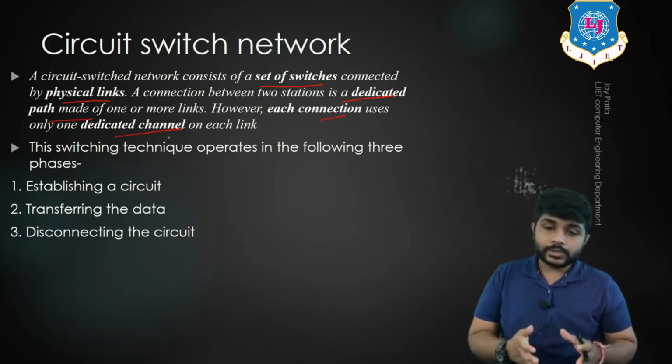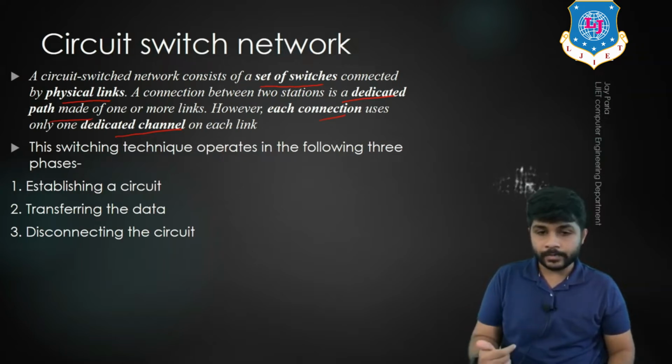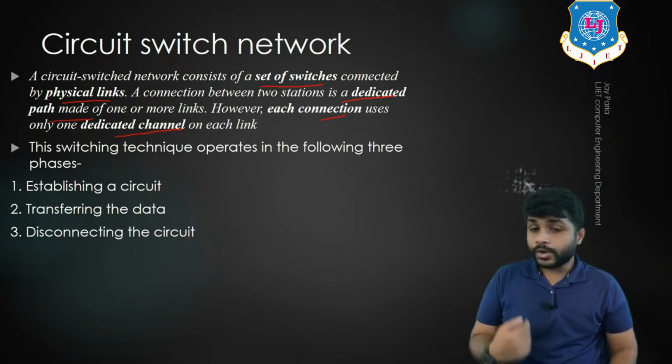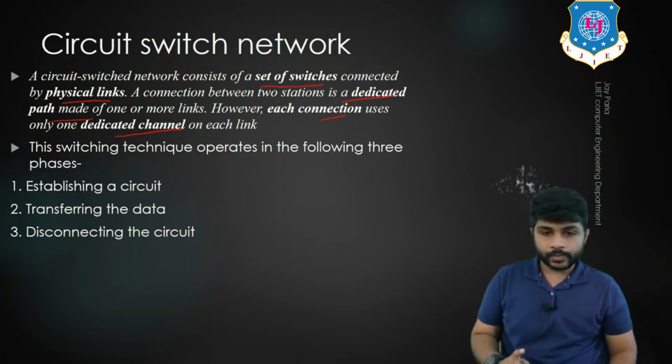What it tries to say is that in the circuit switch network, if 10 devices are connected to each other, there should be a dedicated link between the sender and receiver. One link cannot be shared for more than 2 devices. Only 2 devices can share one link. If you want to connect one more device, in that case you have to provide one more link.